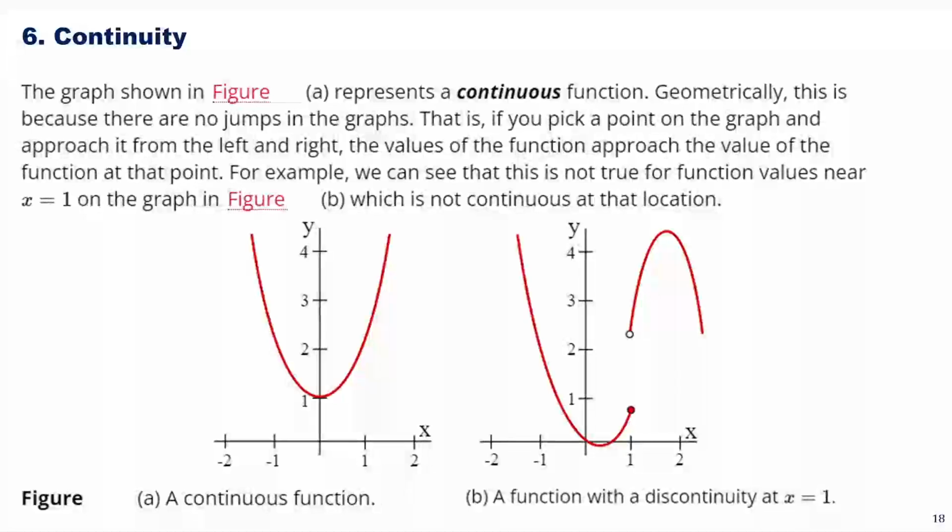Okay, next let's have a look at the concept of continuity, which is also related to limits. So the graph shown here in figure A represents a continuous function. Geometrically, this is because there are no jumps in the graph. That is, if you pick a point on the graph and approach it from the left and right, the values of the function approach the value of the function at that point. For example, we can see that this is not true for function values near x equals 1 on the graph in figure B, which is not continuous at that location, right?